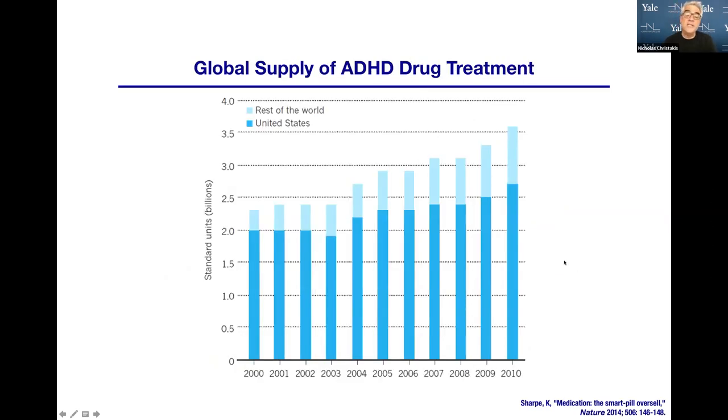In fact, the United States is an outlier in the number of Ritalin prescriptions given to children, and the epidemic would appear to have struck us especially hard, which again comports with the idea of social construction. So this shows us standard units in billions in terms of the global supply of ADHD treatment over time. And you can just see the United States rising more rapidly, let's say, than the rest of the world.